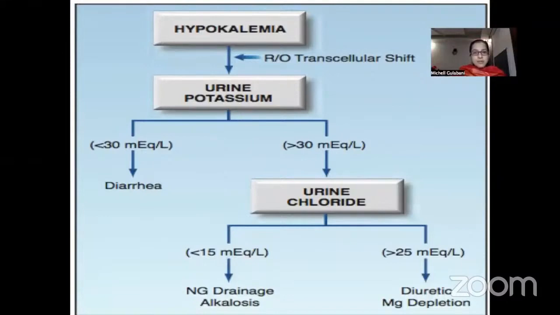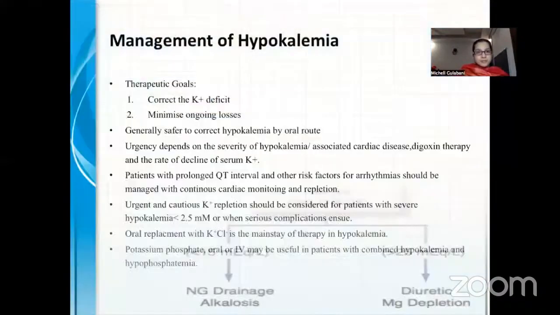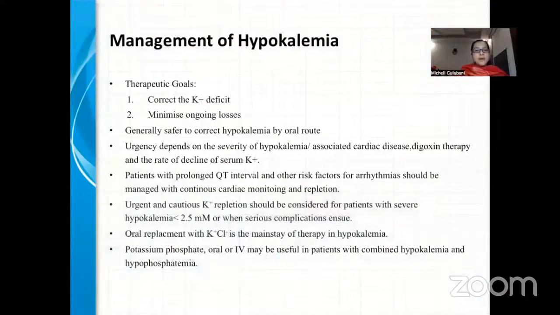And if the urine potassium is more than 30 milliequivalents per liter, then you see the urine chloride. If it is less than 15, then you think of NG drainage and alkalosis as the causes. Or if it is more than 25 milliequivalents per liter, then you think of diuretic-induced and concomitant magnesium depletion. So the management goals will be correction of the potassium deficit and minimizing the ongoing losses.